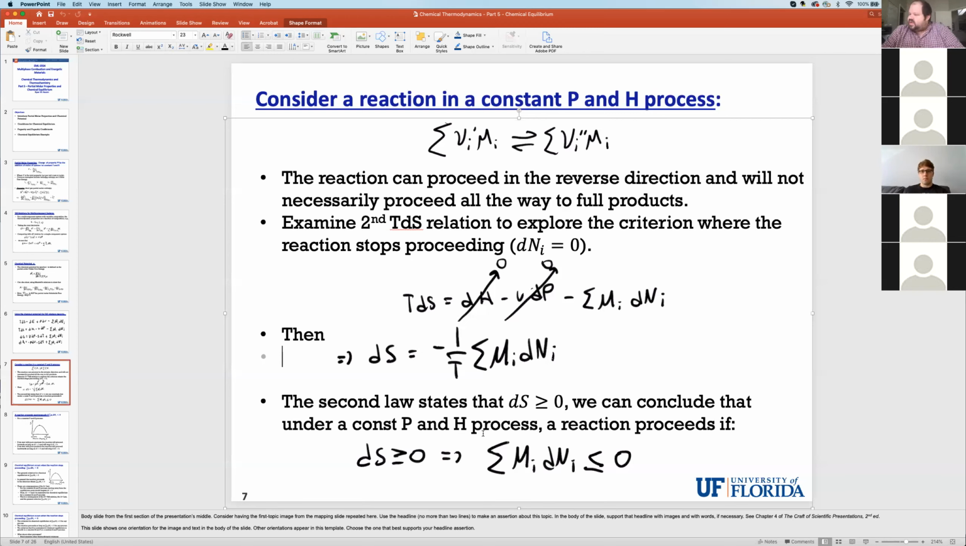Okay, so if we look at this criterion here, that the sum of mu_i dNi is less than or equal to 0, if all the dNi are equal to 0, the sum of mu_i dNi at chemical equilibrium, that is where the chemical composition is no longer changing, is equal to 0 at the chemical equilibrium point. So this basically means that this expression here can be used directly to find the chemical equilibrium by maximizing the entropy of the system.